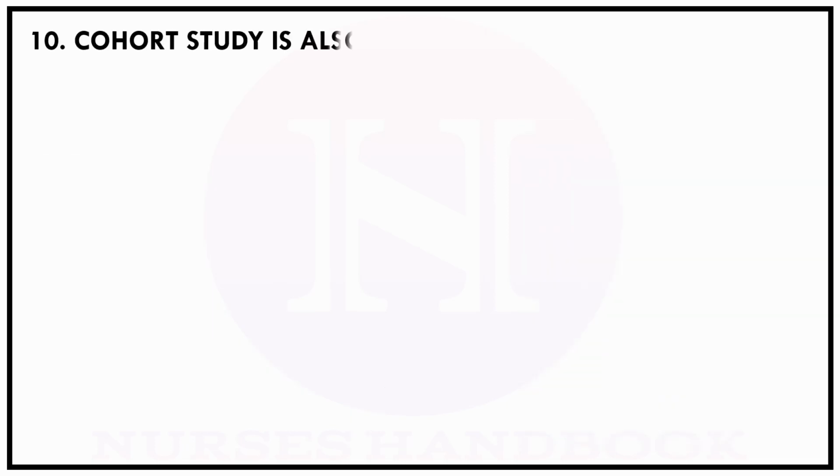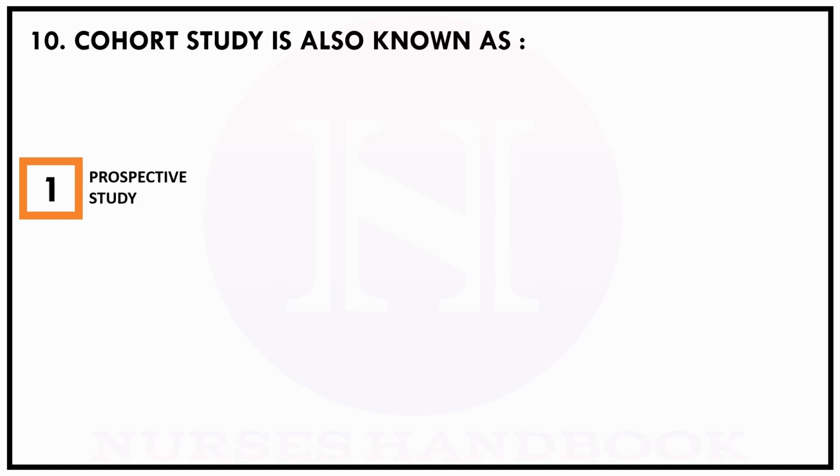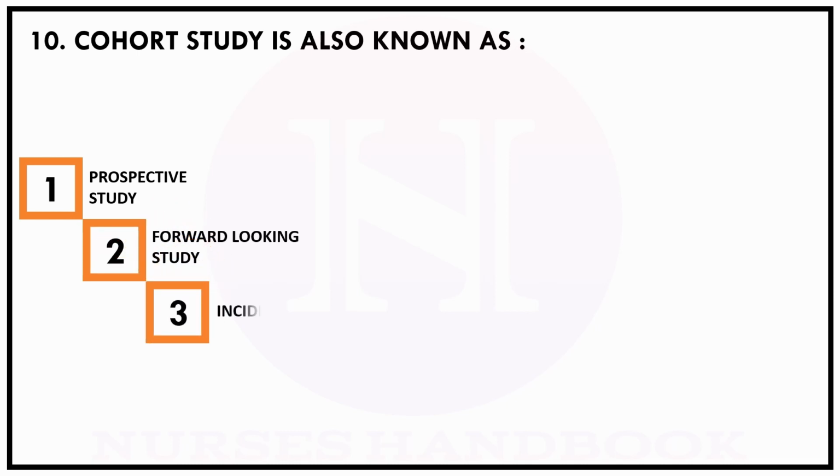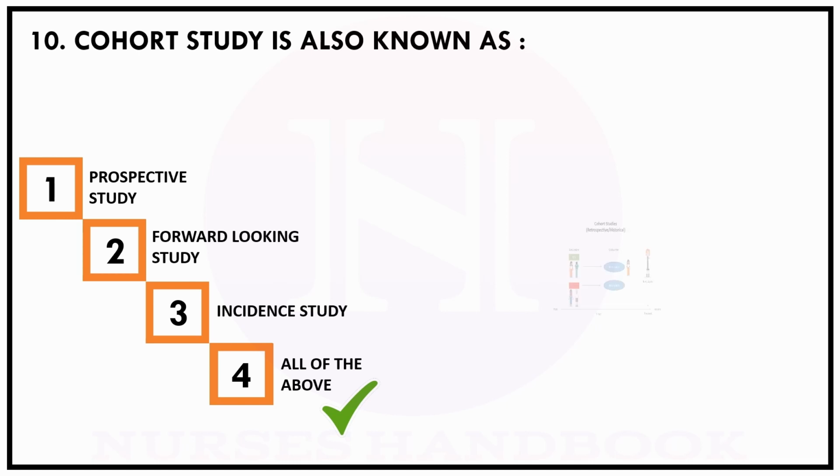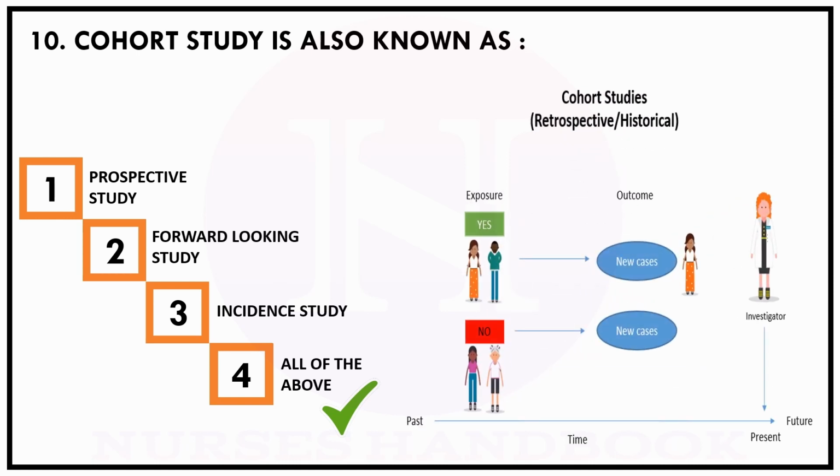Question number 10. Cohort study is also known as option number 1, prospective study. Option number 2, forward-looking study. Option number 3, incidence study. And option number 4, all of the above. And the correct answer is option number 4, all of the above. Cohort studies are a type of longitudinal study. In this, the researcher follows the participants over a period of time.